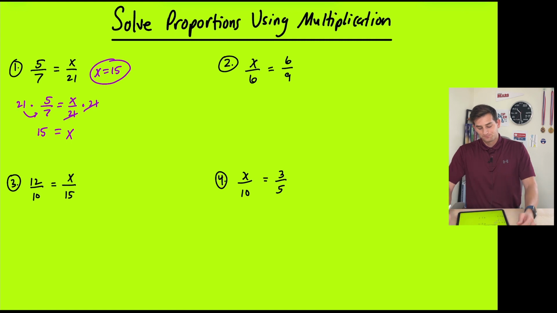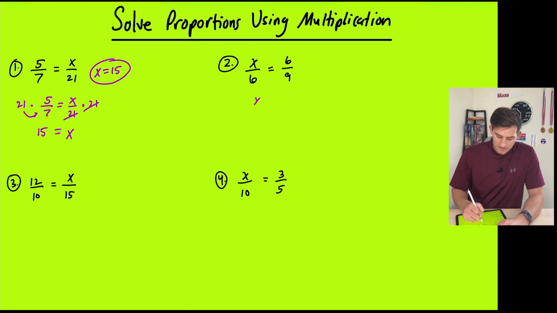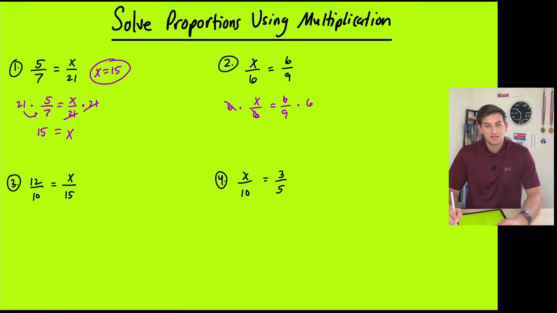All right, number 2. Now we have x divided by 6 is equal to 6 over 9. For this one, we are dividing by 6, so let's multiply both sides by 6. I'm going to rewrite my proportion down here and multiply both sides by 6. Once again, that's going to cancel the 6 that is dividing my variable. So now we have x is equal to 6 times 6, which is 36, and 36 divided by 9 is 4. So x is equal to 4 for number 2.